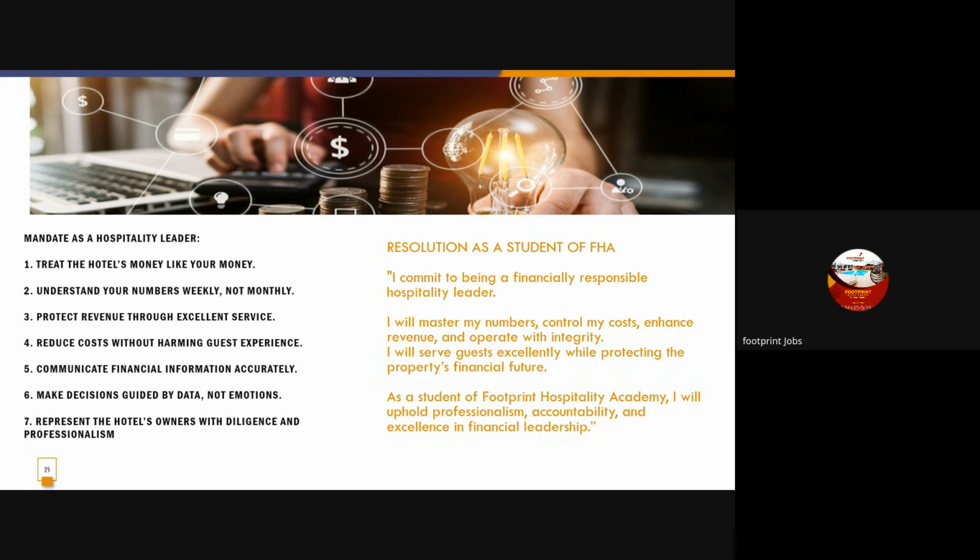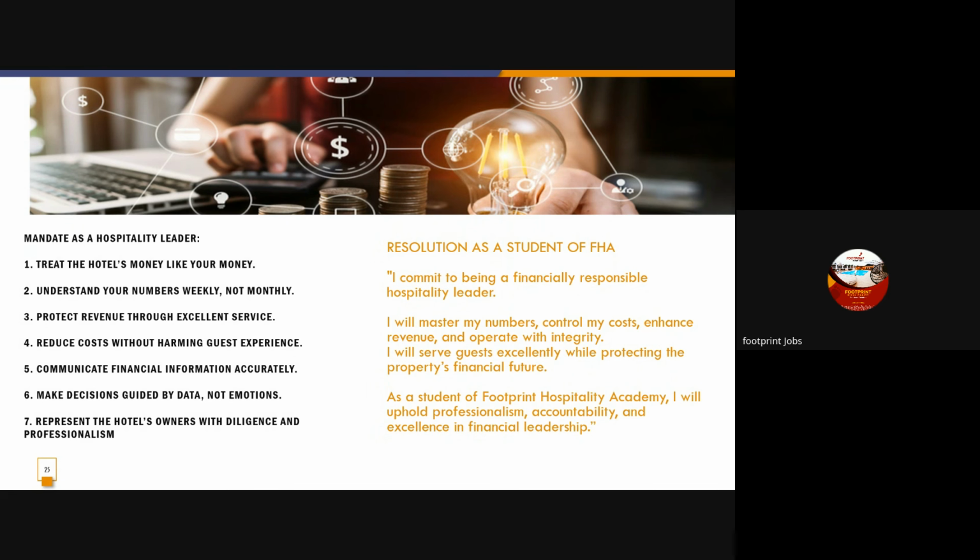Number 2, understand your numbers weekly, not monthly. I have said this. It's from weekly that you understand your numbers monthly. So you don't wait until it's month-end. You understand your numbers daily, you move it into weekly and monthly. Then you now have an idea of what your numbers will be monthly. Protect revenue through excellent service. The best way to protect revenue is through excellent service. There's no 2 ways about it. Once you offer excellent service, people will pay your premium price and will not start looking for ways to cut corners. Reduce cost without harming guest experience.